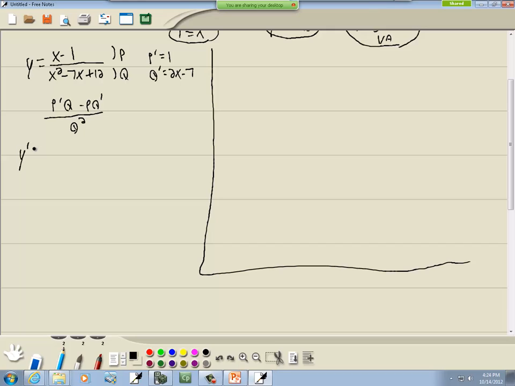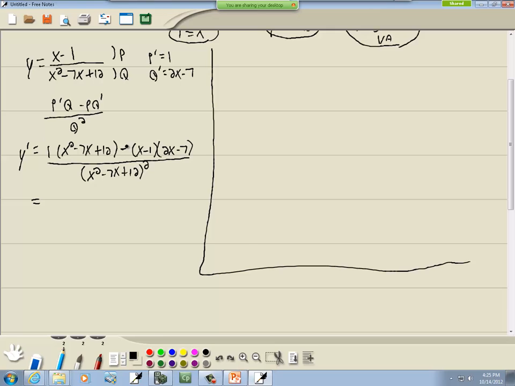Okay, so y prime, P prime was 1 times Q, which is x squared minus 7x plus 12, minus P, which was x minus 1, times Q prime, which was 2x minus 7, all over Q squared, so x squared minus 7x plus 12 squared. Let me double check myself there. P prime times Q minus P times Q prime. That looks right. Now, normally we'd factor out something on the top that they have in common, but there's nothing they can have in common.